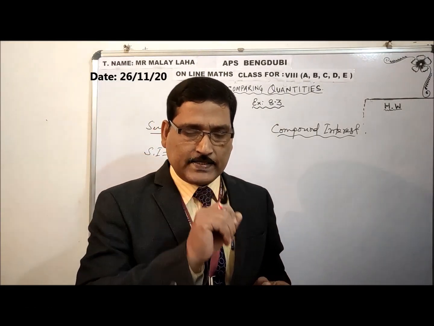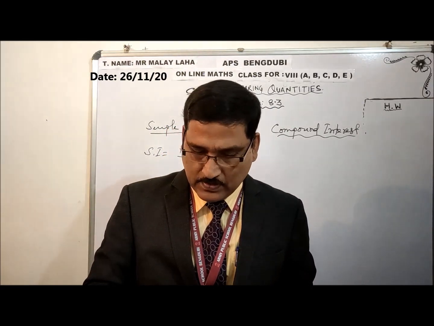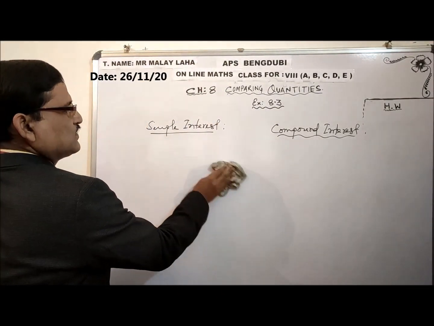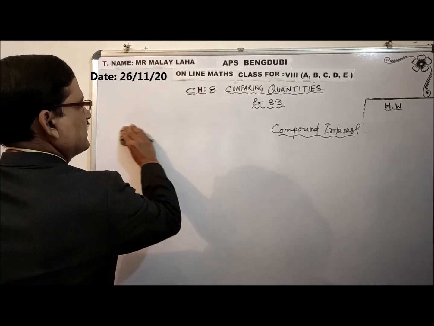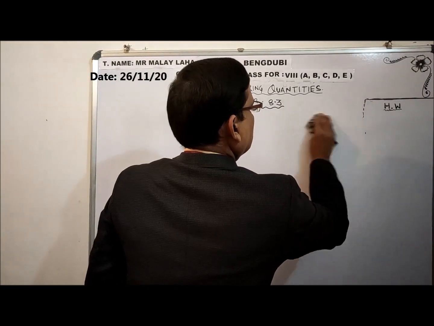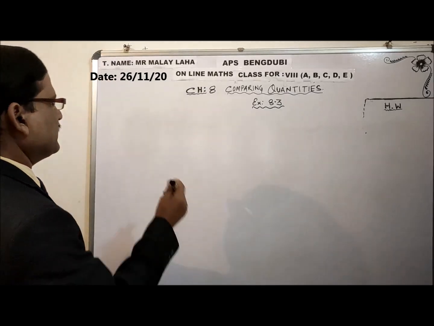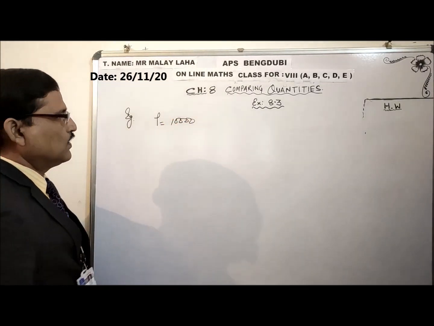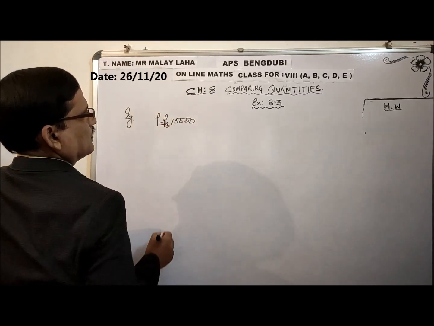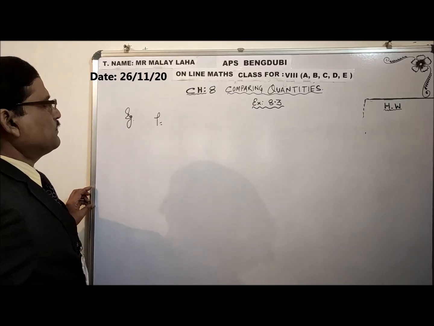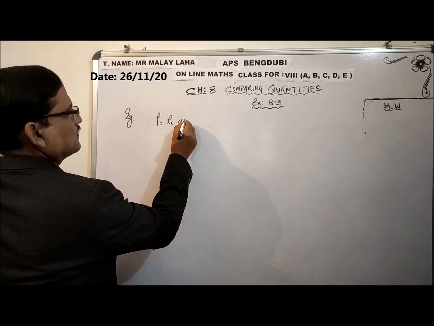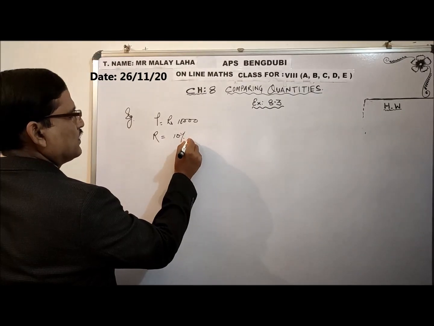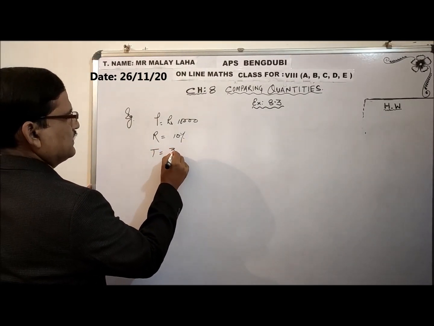So let's see with a basic example how compound interest differs from simple interest. Suppose in case of simple interest, how can we find it? Let's see. Suppose a sum of money, for example, principal, a certain amount of principal, 10,000 rupees. Rate of interest is 10% per year, and time period say 3 years.